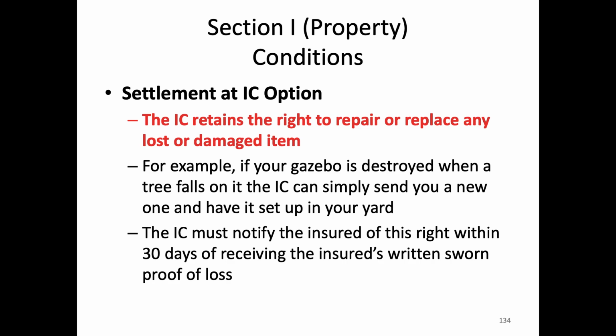The insurance company must notify the insured of this right within 30 days of receiving written proof of loss. So once I put in my written proof of loss, the insurance company has 30 days to notify me of this option that they have. They could either try to repair the item or replace it.